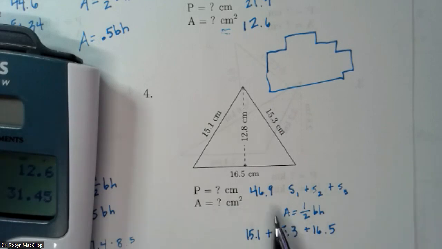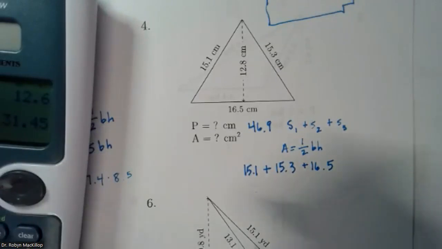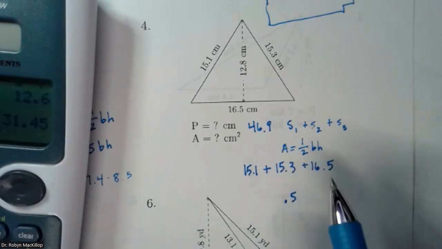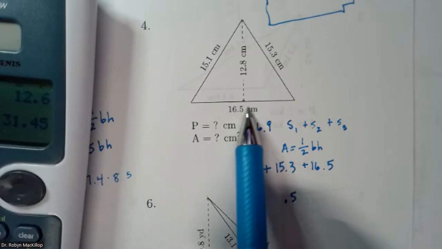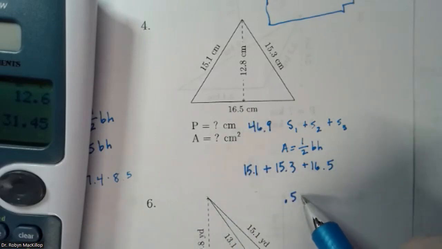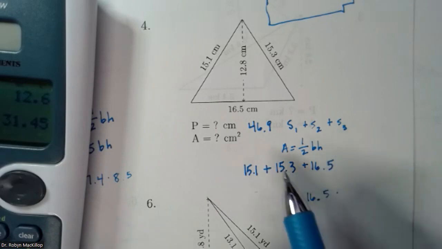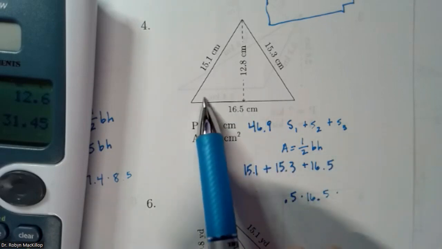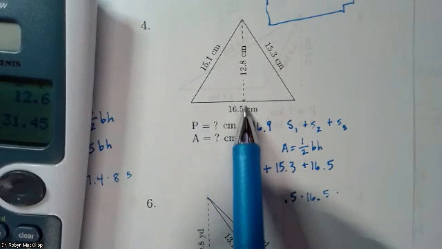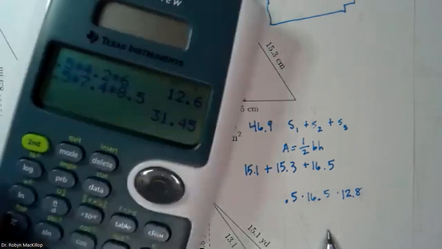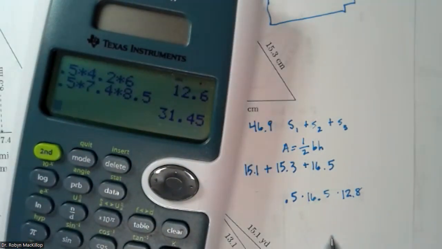All right, so for this one, for area, we're going to do 0.5 or 1/2, because that's just part of the formula, times the base, which is what the triangle is sitting on. So 16.5. So 0.5 times 16.5 times the height. And they have to give you the height for this one because you can't really figure it out from there. 12.8. So area is multiplication, not addition, and you let your calculator do the heavy lifting for you.